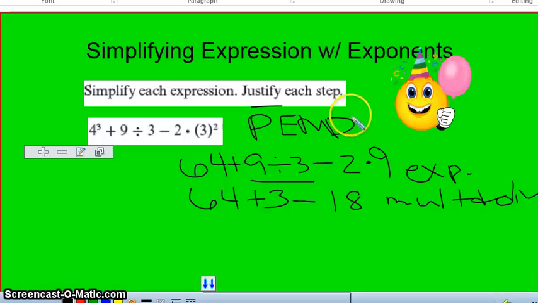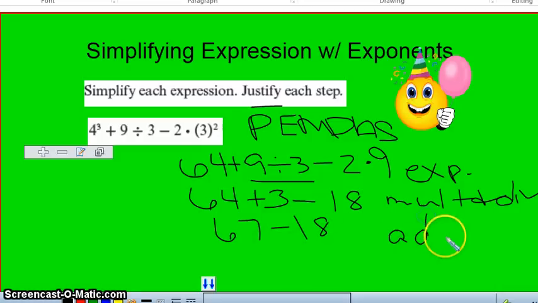Right, now finally we add and subtract from left to right. Always go the same direction that you read. So we've got 64 plus 3 gives us 67 minus 18. There we added. And then 67 minus 18, to get that, we subtract.